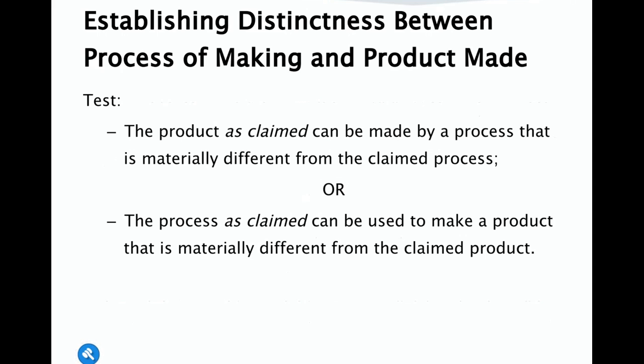The next category of related inventions is a product and the process used to make the product. The criteria for distinctness requires that the claimed product can be made by a process that is materially different from the claimed process, or that the process can make a product that is materially different from the claimed product. Note that only a one-way material difference is required.